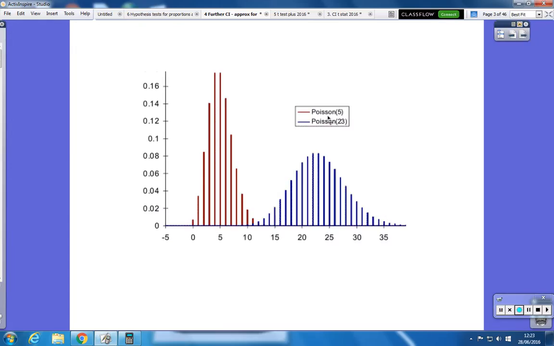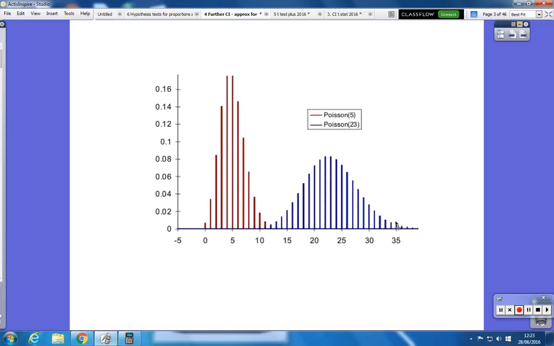So this is the distribution of the Poisson when lambda is 5, and this is when lambda is 23. If you look at the formula books, the value for lambda only goes up to 15, and then the formula on the tables and the formula books stop.